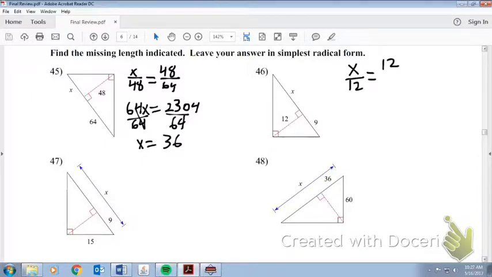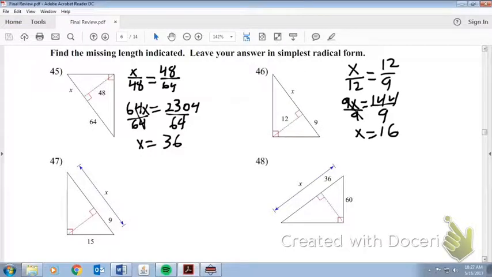Next one over. We get x over 12 equals 12 over 9. This is still the first corollary, because we're dealing with the hypotenuse segments and the altitude. 9x equals 144. Divided by 9, we get x equals 16.